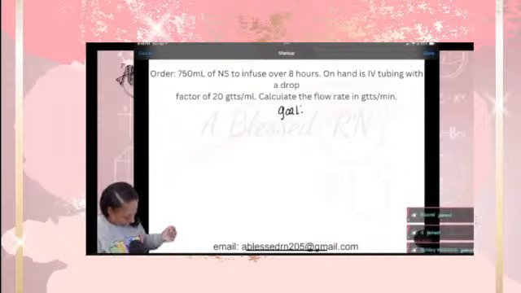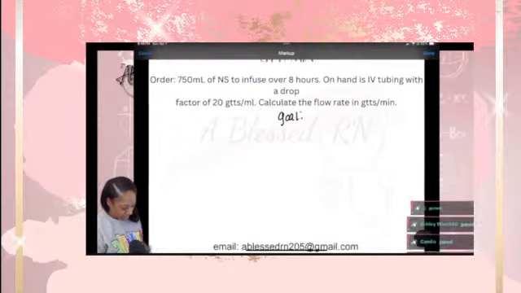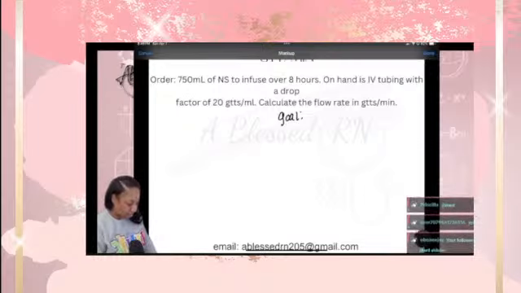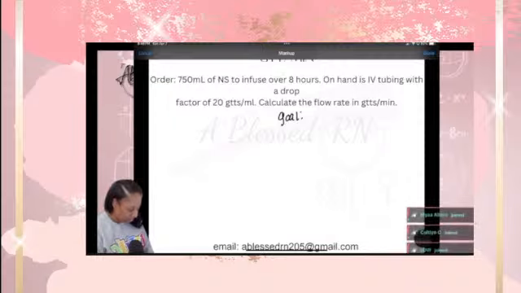Okay, all right, so order: 750 mL of normal saline to infuse over 8 hours. On hand is IV tubing with a drop factor of 20 drops per milliliter. Calculate the flow rate in drops per minute. All right, so remember what I said? If it said IV pump, that's automatically going to be milliliters per hour. This one has a tubing drop factor in it.